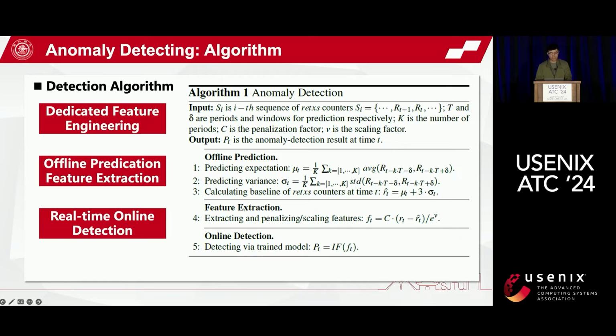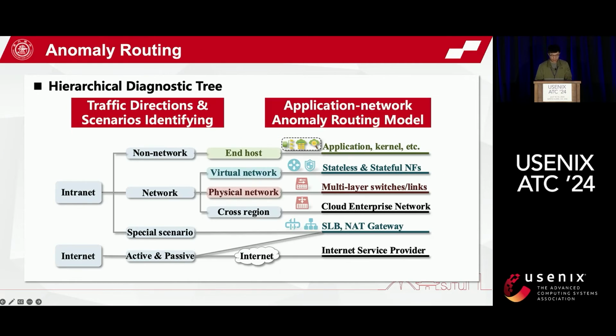The compute-intensive clustering and the model training are conducted in the offline phase. The feature extraction and anomaly detection are executed in real time and achieve minute-level detection for millions of time series. And it uses a hierarchical diagnostic mechanism to narrow the scope of problems step by step. First, it distinguishes the anomalies between intranet and internet traffic in the collecting phase. After that, it routes anomalies among network, non-network, and special scenarios like SLB, NAT, and internet.